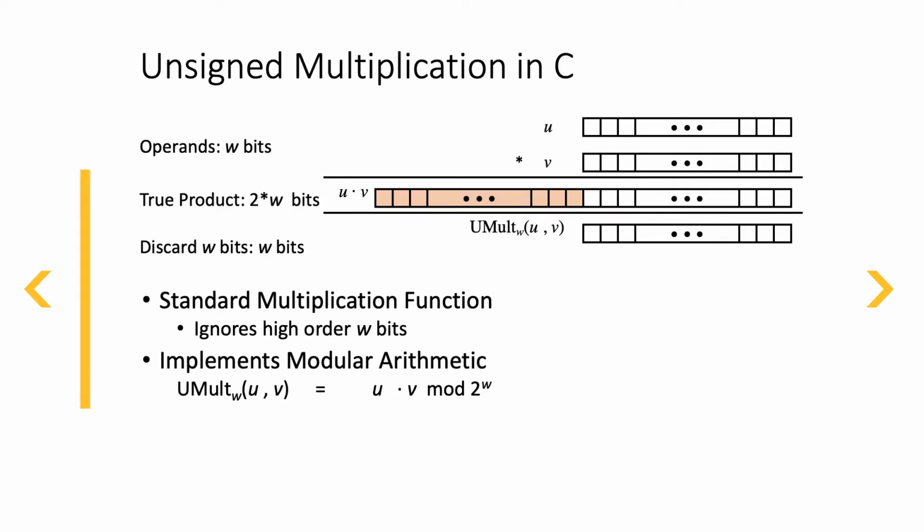Well, happily, this is a very familiar process for us. In unsigned multiplication in C, instead of just dropping a carry bit, we'll drop the high order W bits. All right, so if we do a true product, we end up with 2 times W bits total. We just drop the higher order W bits. This implements modular arithmetic, just like dropping the carry bit implemented modular addition with unsigned. So that's very familiar to us, right? We do pretty much exactly the same thing.